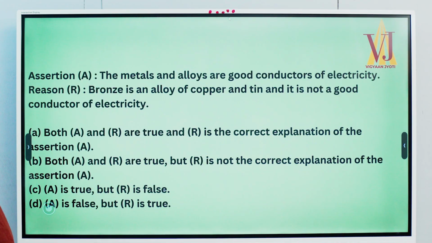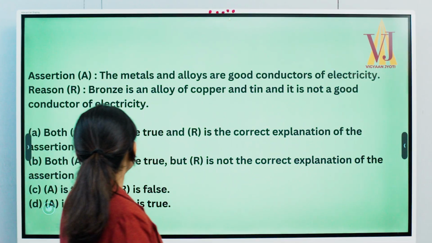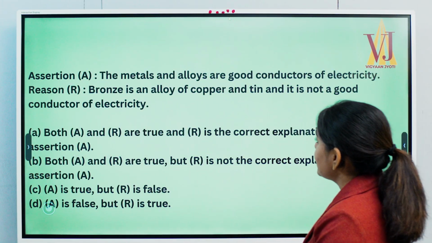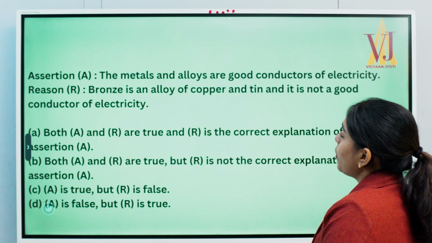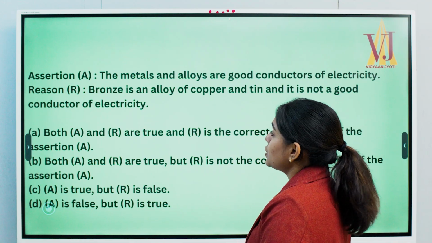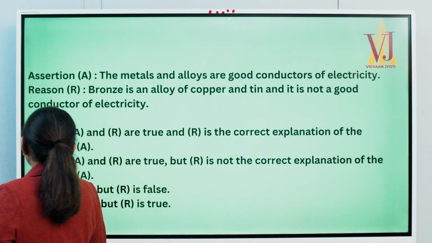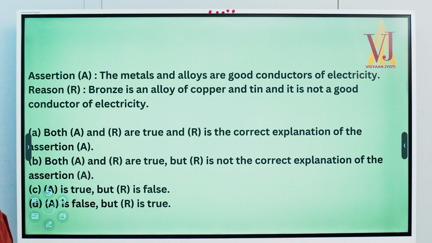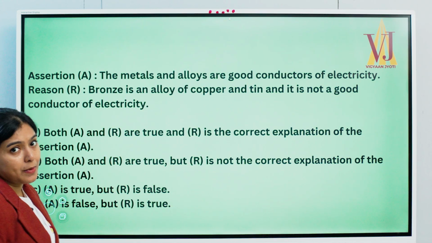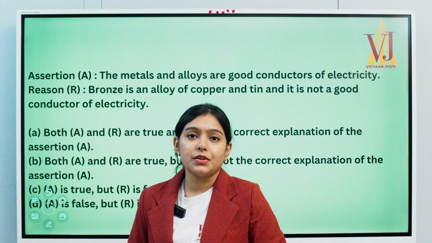Next question. This is an assertion-reason kind of question. The metals and alloys are good conductors of electricity. Bronze is an alloy of copper and tin, and is not a good conductor of electricity. If I see this, the assertion is correct. Bronze is an alloy of copper and tin; copper is a metal, tin is also a metal, so both of them are good conductors of electricity.